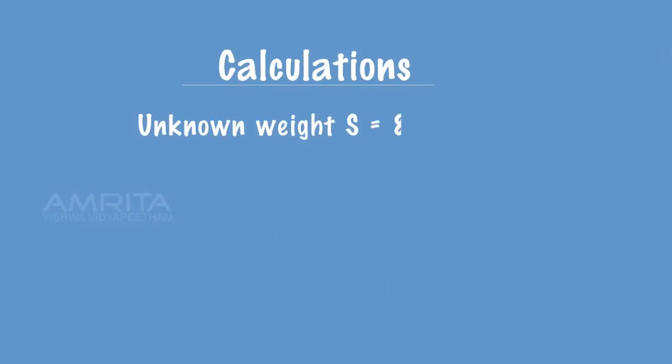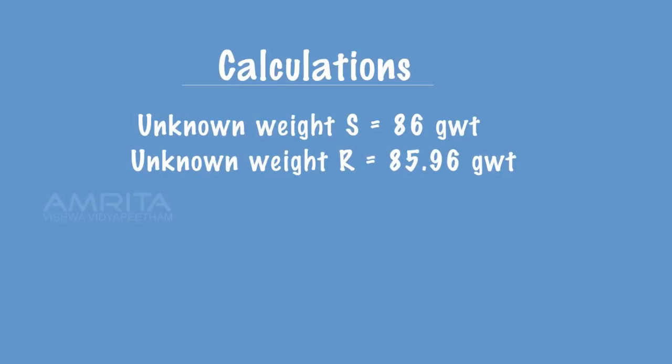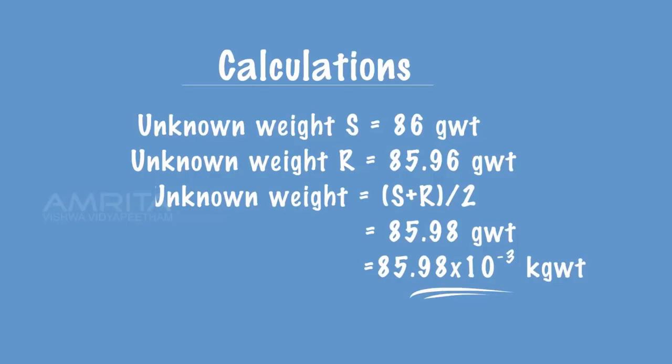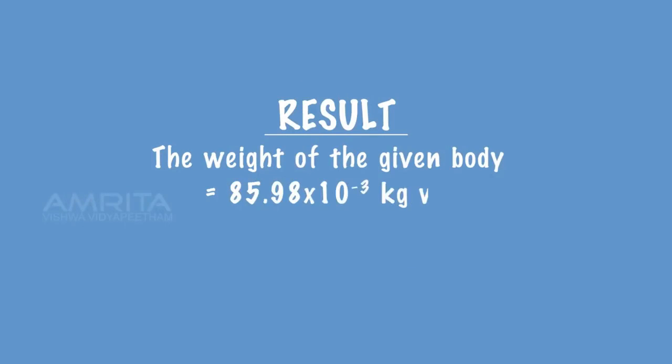Unknown weight S is equal to 86 grams weight. Unknown weight R is equal to 85.96 grams weight. Unknown weight is equal to S plus R divided by 2. That is equal to 85.98 grams weight, which is equal to 85.98 into 10 raised to minus 3 kilograms weight.